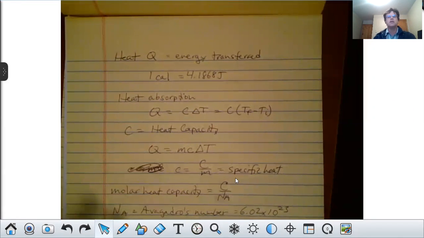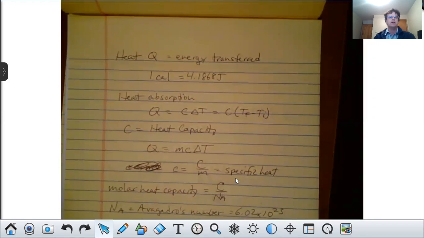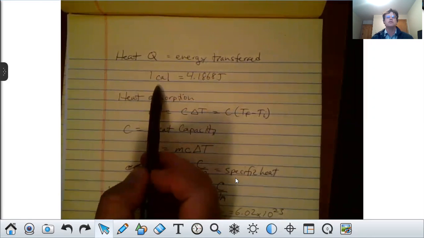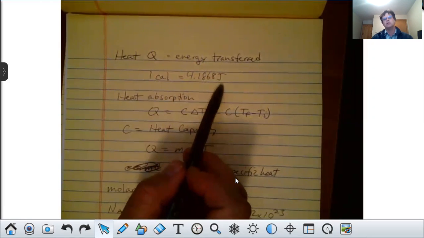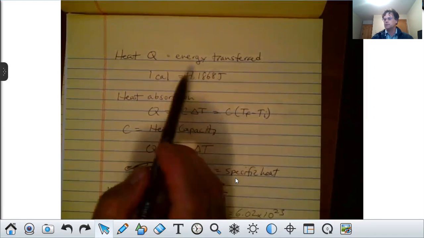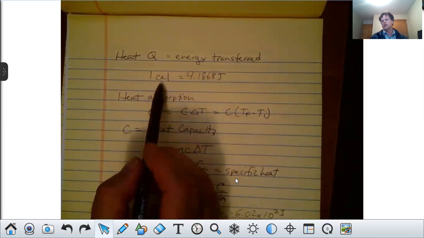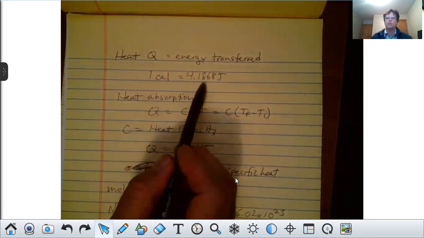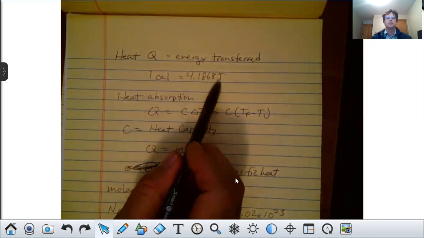So heat is basically energy. In fact, heat is the energy transferred or absorbed by materials, and it's going to depend on the material and also the temperature difference. A couple units that are used, since heat is energy, it's joules, but often people use a calorie or a kilocalorie. 1 calorie is equal to 4.1868 joules.